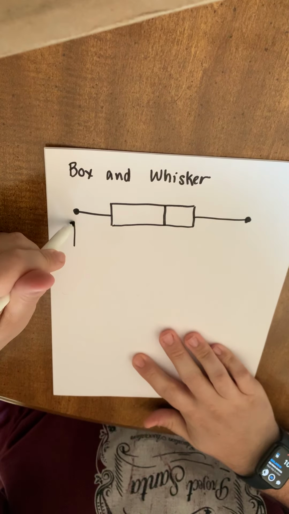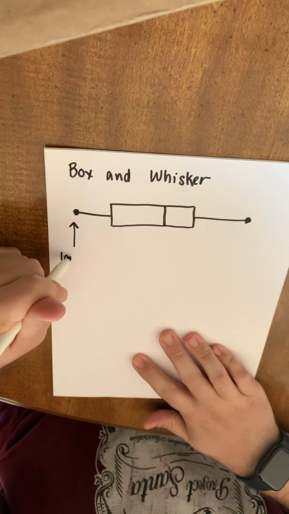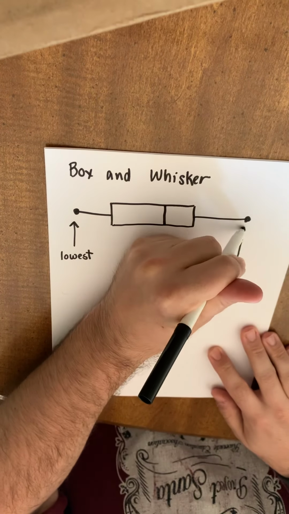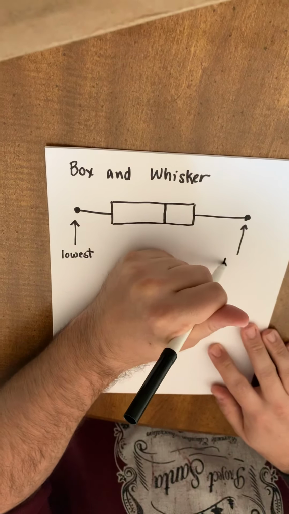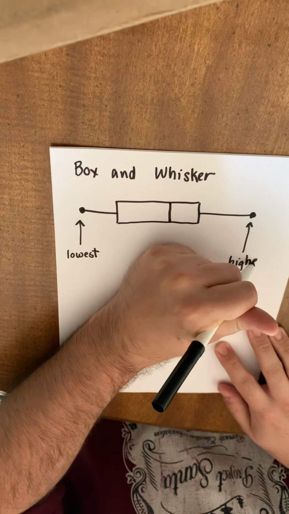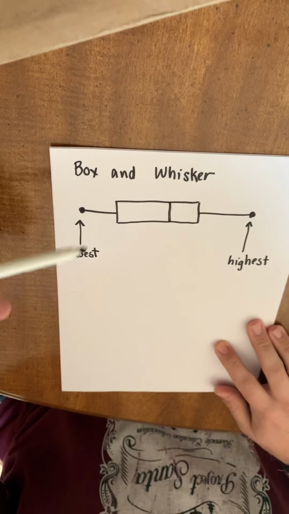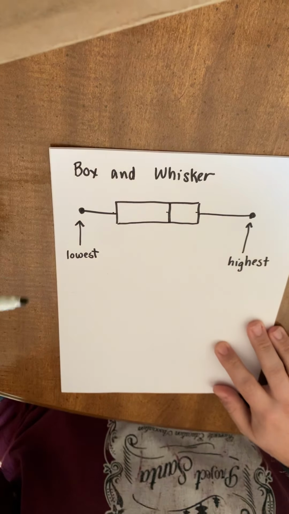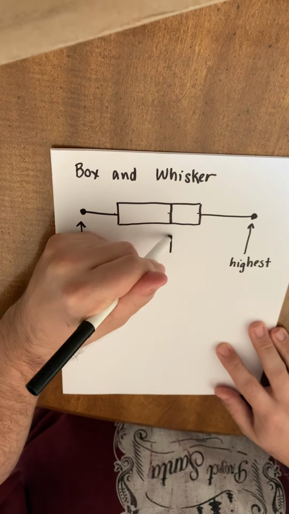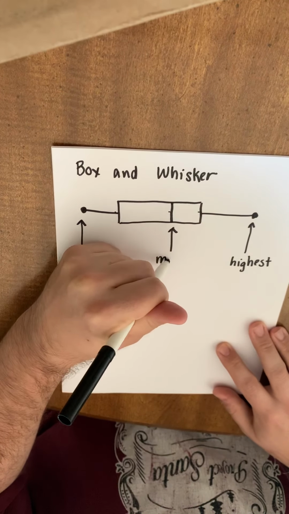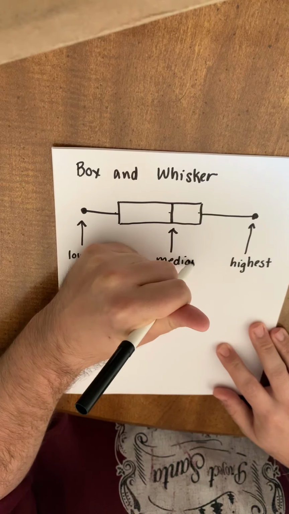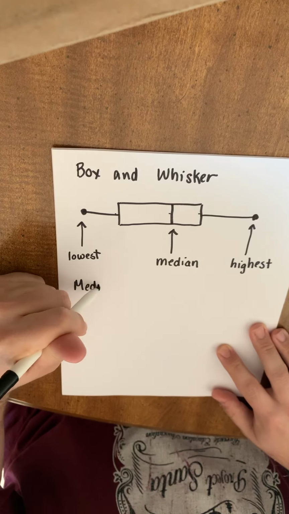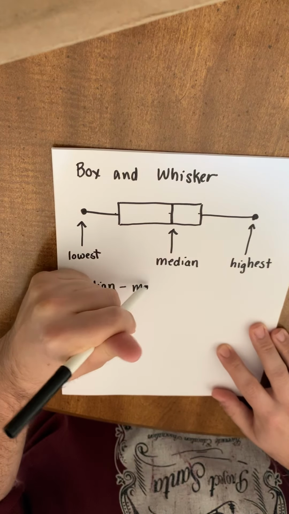This right here is going to represent the lowest number. This one right here is going to represent the highest number. Then there's three lines, 1, 2, 3 lines that make up the box of the box and whisker. The one in the middle represents the median. And you remember, I hope, that the median is the middle number.